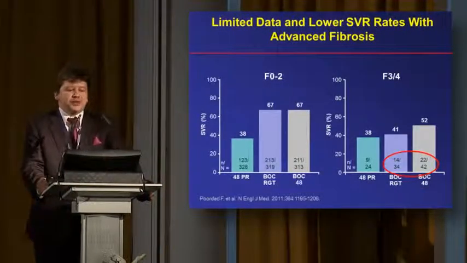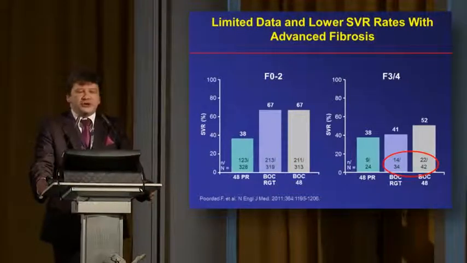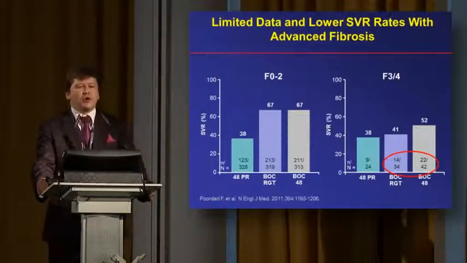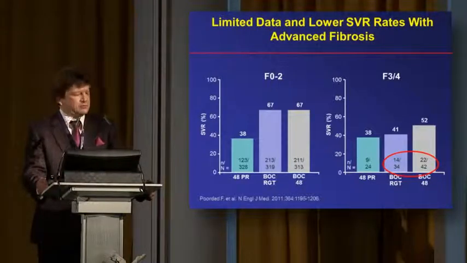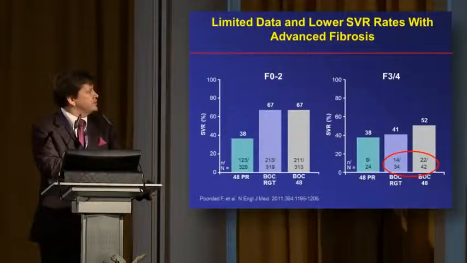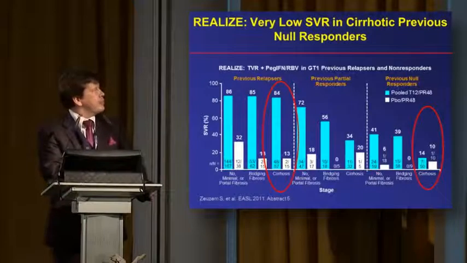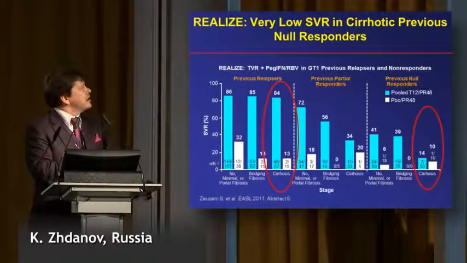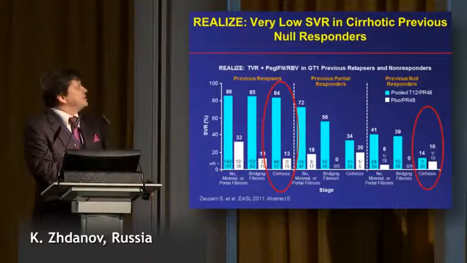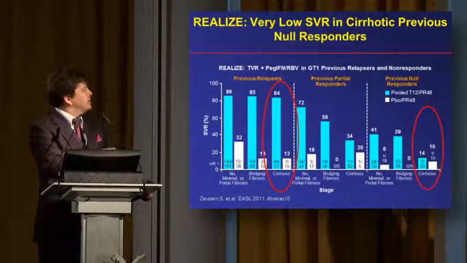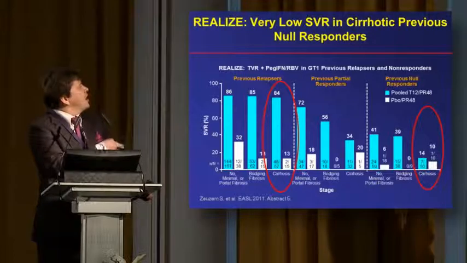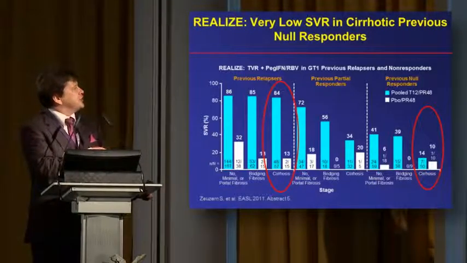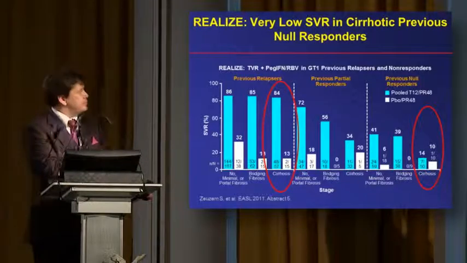Next important predictors: fibrosis state and cirrhosis. On the slide, you can see limited data and lower SVR rates with advanced fibrosis in treatment-naive patients, this column. In a real-life study, previous relapsers with cirrhosis had a high SVR rate, compared with low and very low SVR in cirrhotic previous null responders and partial responders.